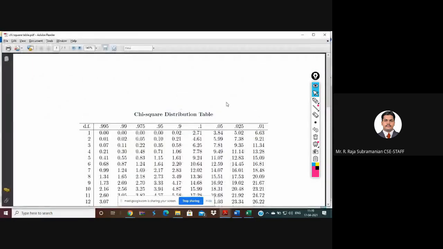Now, let me give you a question. The chi-square value is given to you as 7.23. That is, the summation of (O minus E) the whole square divided by E is 7.23. The number of degrees of freedom I will not give. I'll give the number of observations as 10, and your significance level alpha as 0.01.